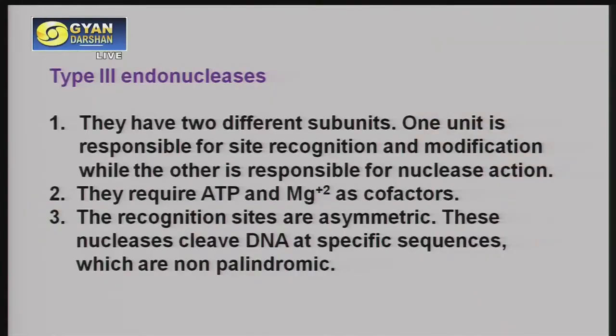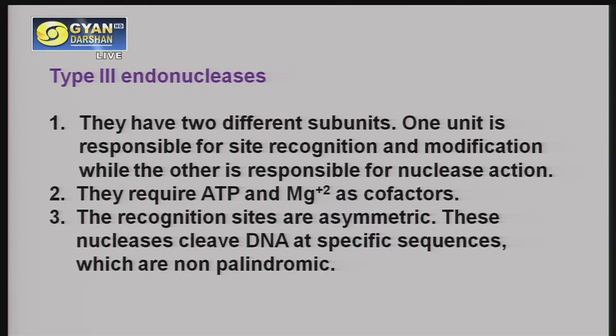Next, I quickly go to type 3 endonuclease. Why quickly? Because this is also not very much used in gene cloning purposes. So they have two different subunits. One unit is responsible for site recognition and modification, while the other is responsible for nuclease action. They also require ATP and magnesium as cofactors.